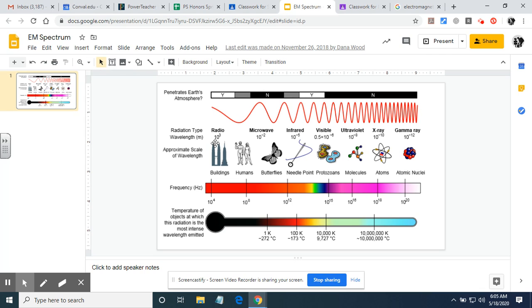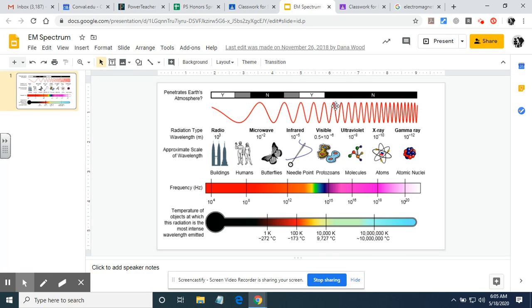This particular image has radio waves on the left side and gamma rays on the right. That's not the same for all charts, but this particular chart starts with radio waves on the left. So what does that mean? What's happening? The first type of electromagnetic waves that we're going to discuss is radio waves. They have the longest wavelength.